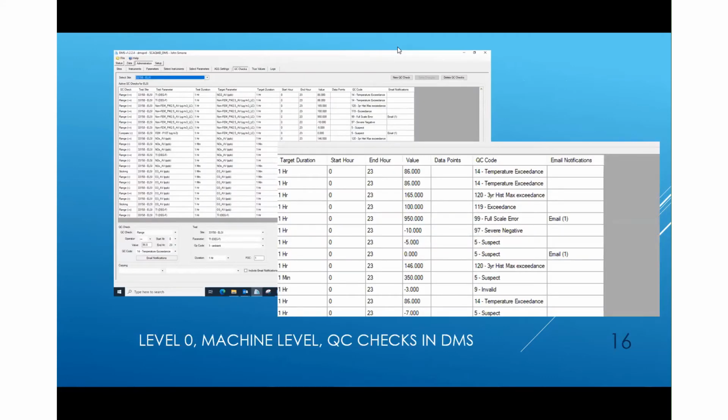And here we have a couple of snips from the software program that we use. It's DMS, the data management system. Some of you may be familiar with it. The background picture is QC checks for a site. And here you have a closer look at some of the parameters that it's looking at: temperature exceedances, full scale errors, severe negatives, etc.